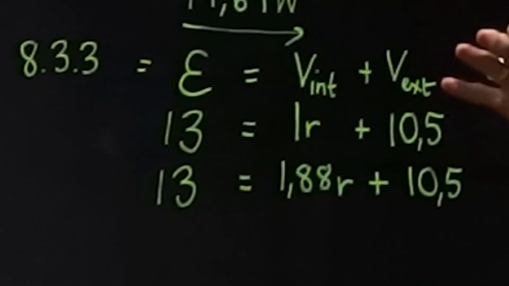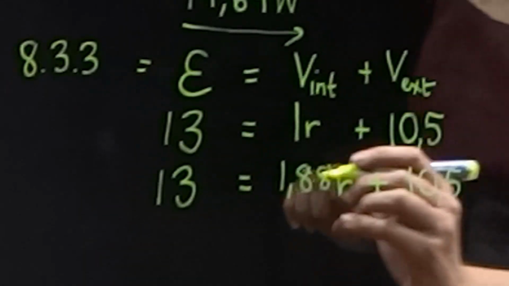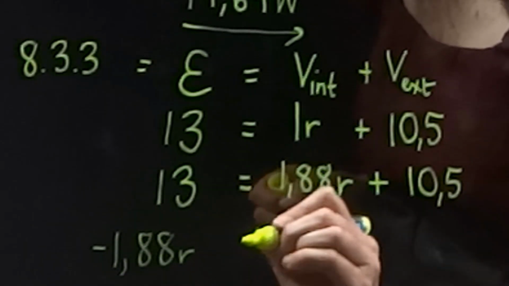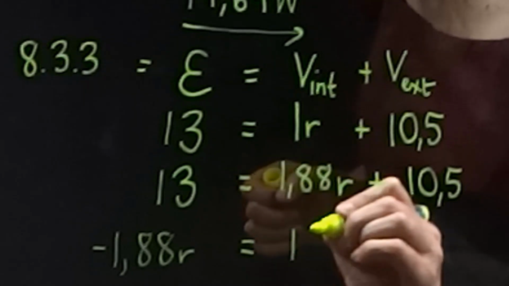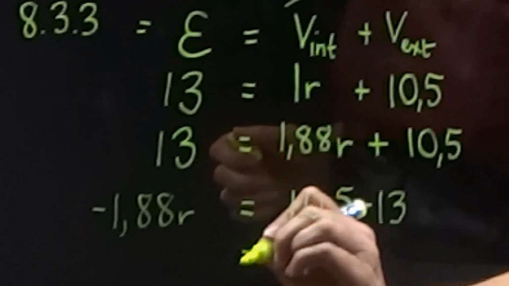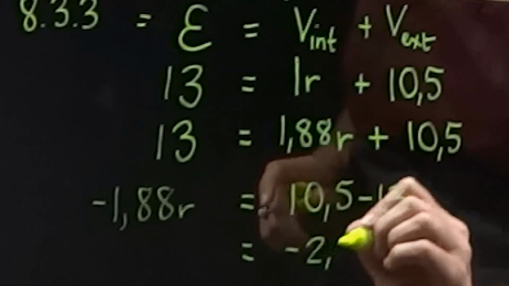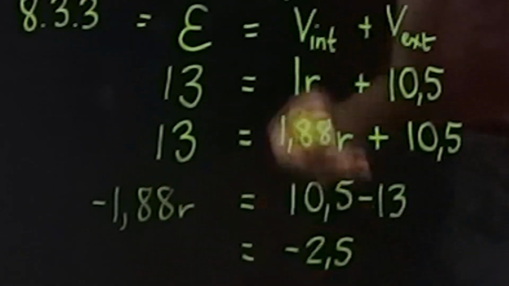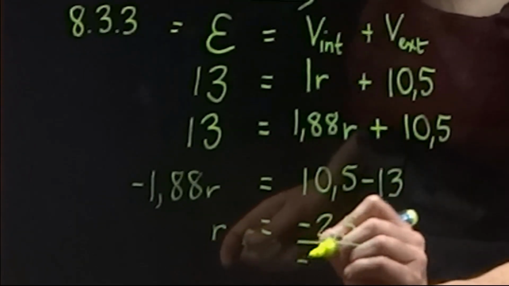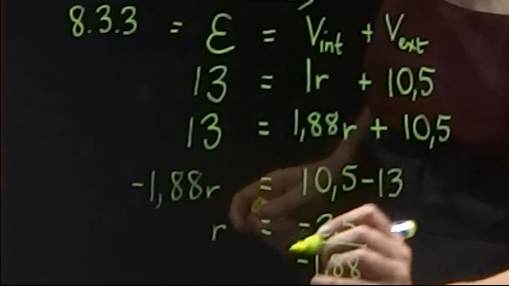Now it's just a matter of algebra. So let's get the r to that side and all the other values to this side. So we must subtract 1,88 r from both sides, and we must subtract 13 from both sides. That gives us 10,5 minus 13, which is minus 2,5, is equal to minus 1,88 r. Let's divide both sides by minus 1,88, and clearly the minuses are going to cancel away.